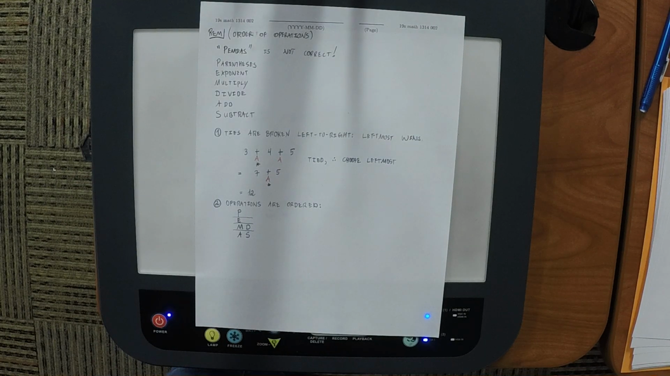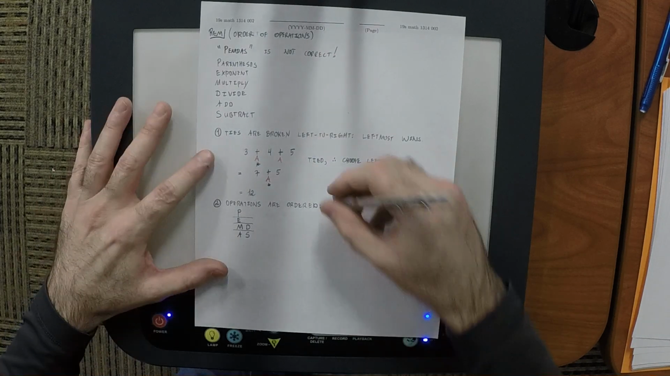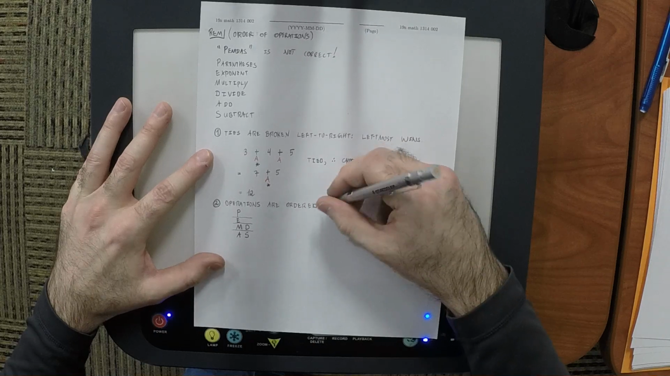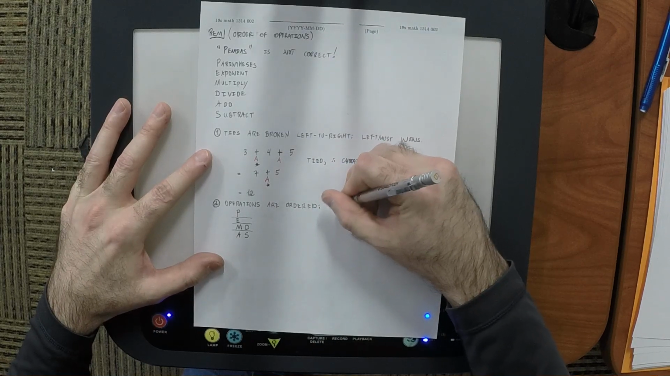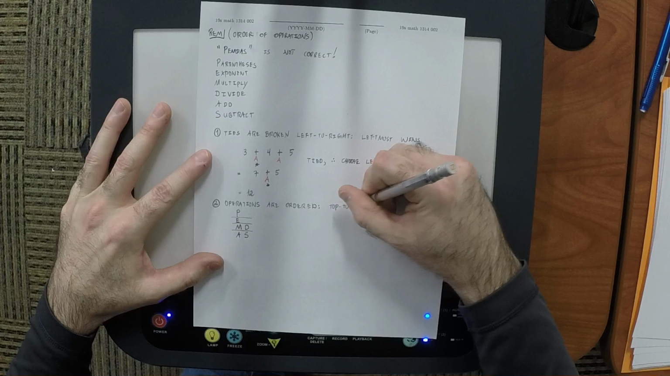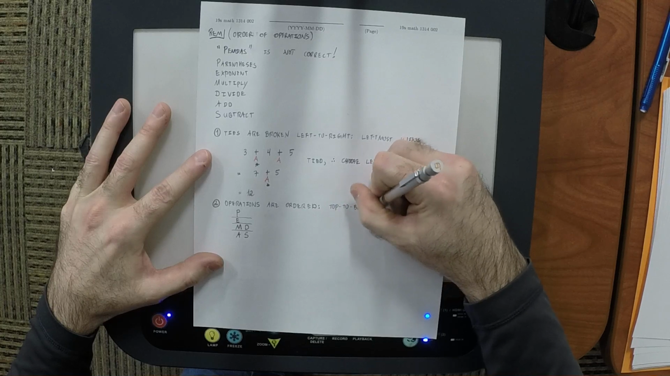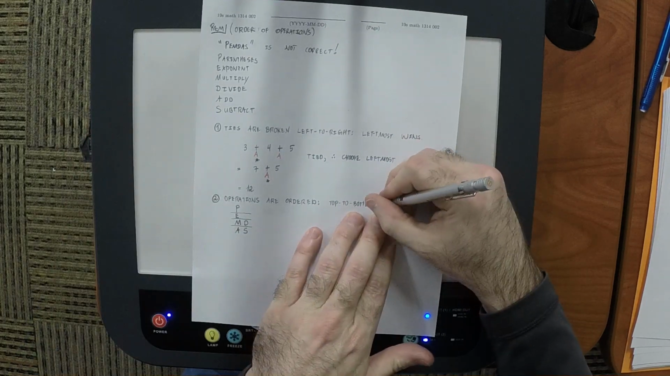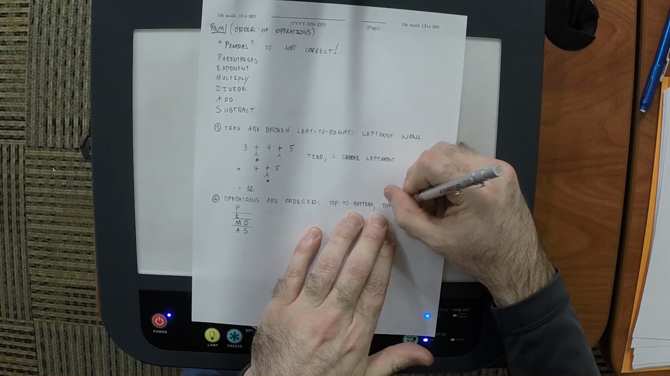So an M and a D can be tied. And then ties are broken left to right. So the operations are ordered top to bottom. Which is to say that the topmost wins.